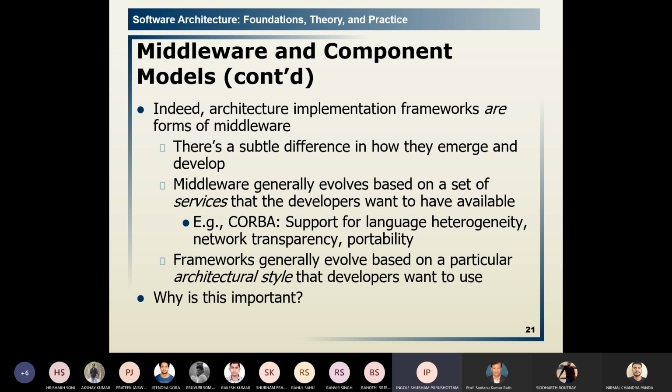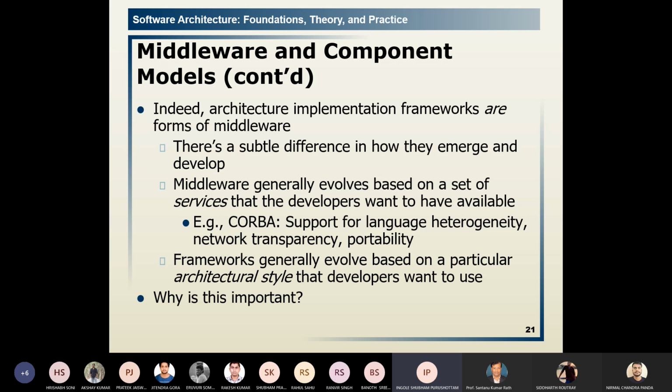Indeed, architecture implementation frameworks are forms of middleware. There are subtle differences in how they emerge and develop. Middleware generally evolves based on a set of services that the developers want to have available. You have seen CORBA, which supports language heterogeneity, network transparency, and portability.